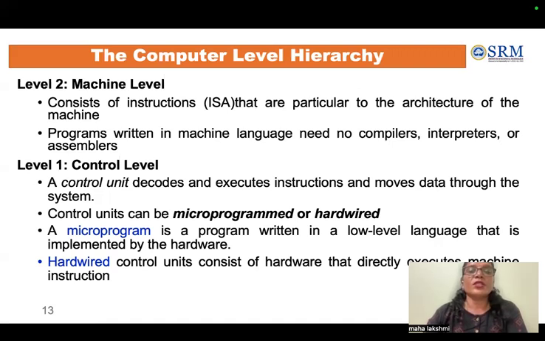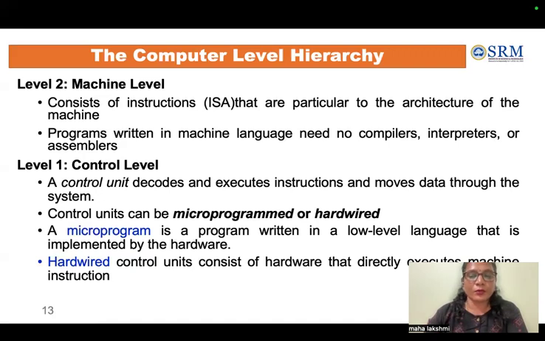Now, programs written in machine level language need no compilers, interpreters, or assemblers. Directly, if anything has been written in machine level language, we don't need any interpreters. If it is written in high level language or assembly language, then we need compilers or interpreters accordingly, whether we need an assembler or an interpreter. And then level 1 is the control level. A control unit decodes and executes instructions and moves data through the system. Control units, if you see, can be programmed or hardwired.